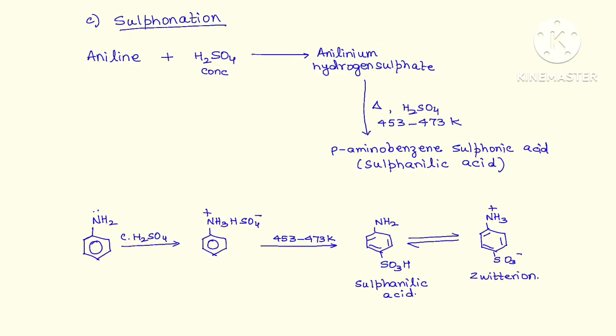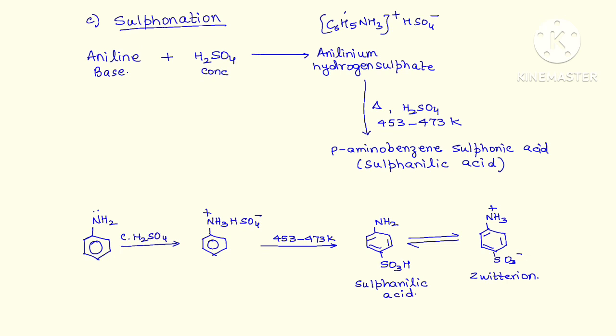Sulfonation. Again, if I talk about sulfonation, recall that aniline is a base and H2SO4 is an acid. So again they are going to combine together to give you the anilinium ion. Remember we just now did, so it's going to form C6H5NH3+ HSO4-, anilinium hydrogen sulfate.